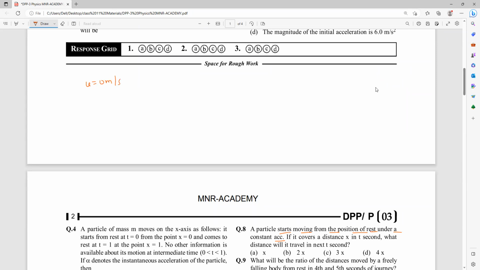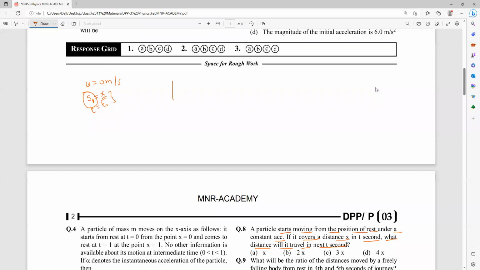Now, it covers a distance x in t seconds. So let the distance covered be x and the time be t seconds. Do you understand, everybody? And what they are asking is, what distance will it travel in the next t seconds? So let me take the distance covered at time t, which is t1, as s1.